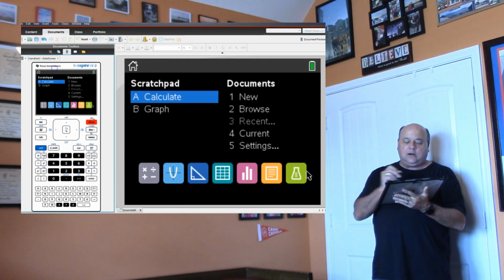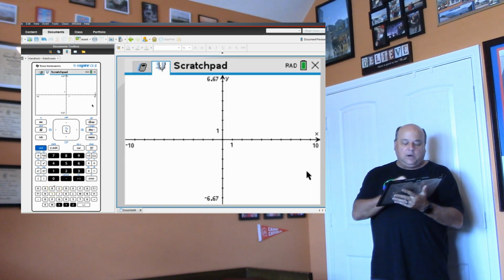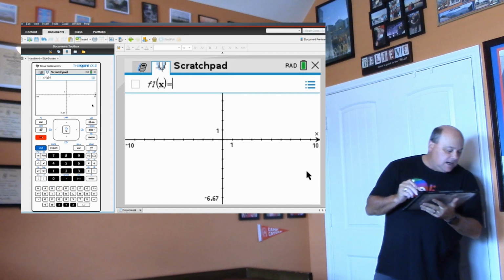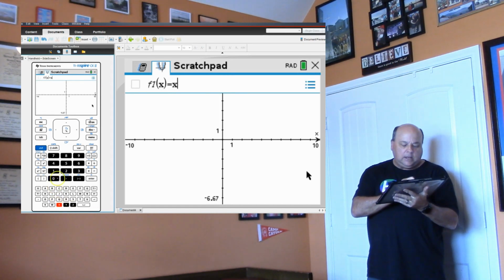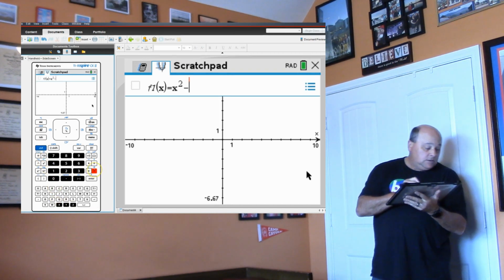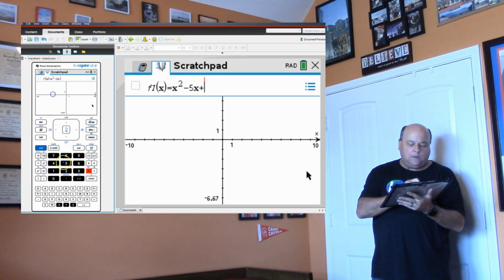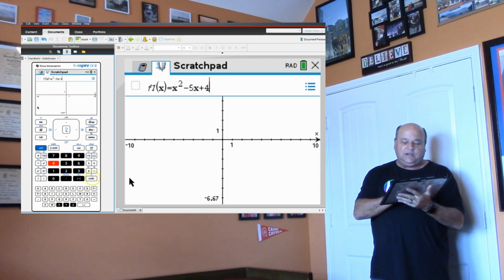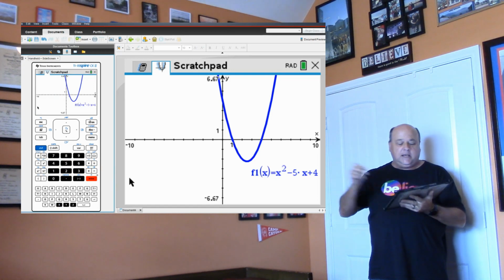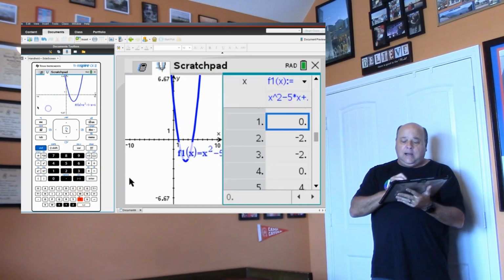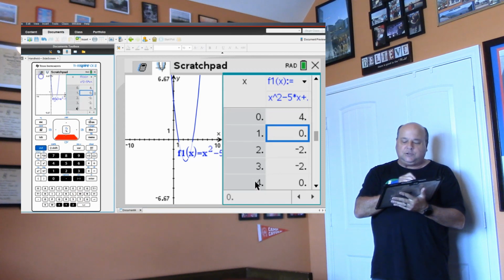So we're going to go to the calculator, hit Home, hit B to graph, and then we're going to hit Tab, and then we're going to type in x squared minus 5x plus 4, hit enter. Then we're going to hit Control T. And this right here is going to be my answers, okay?